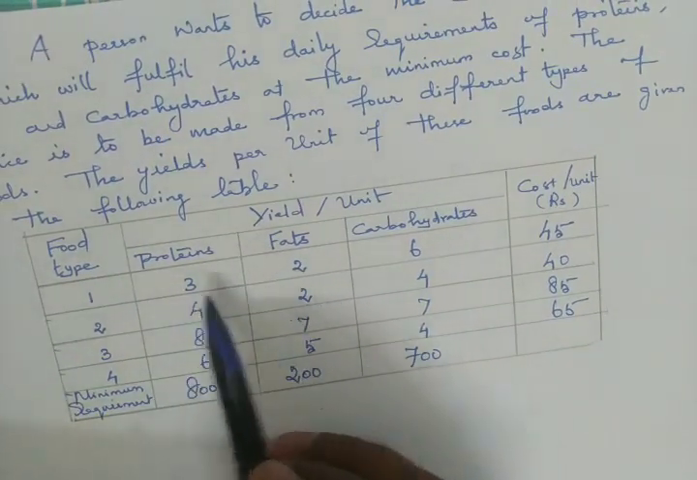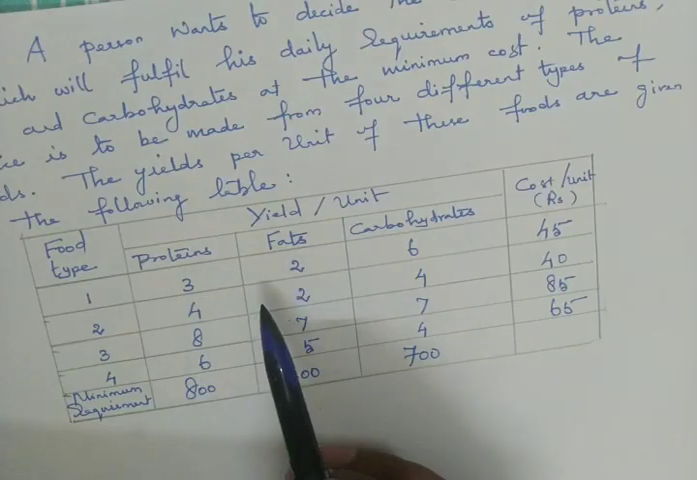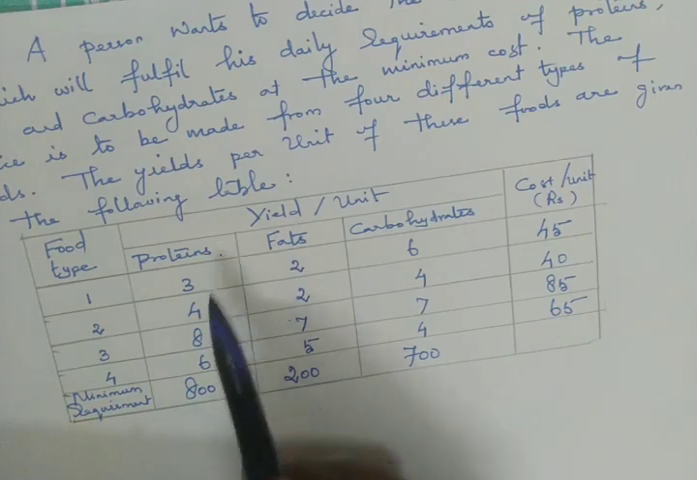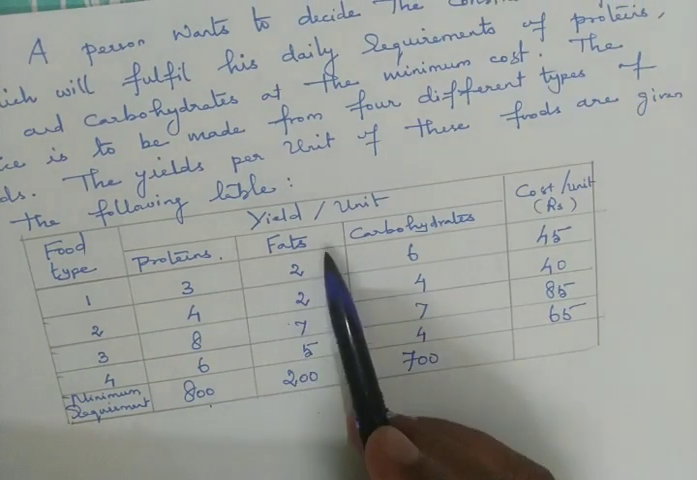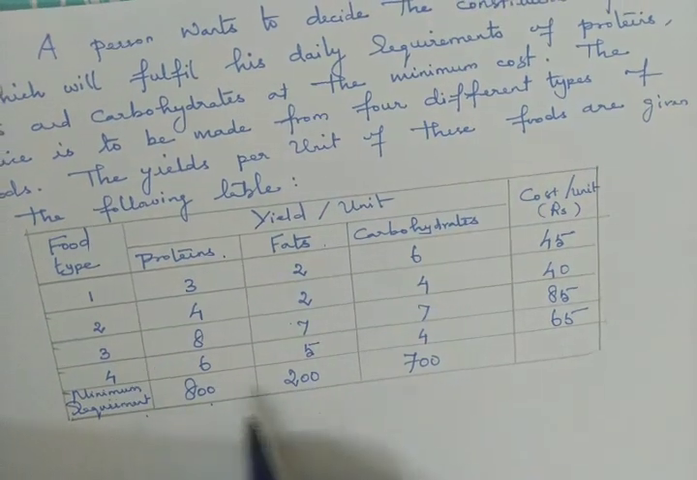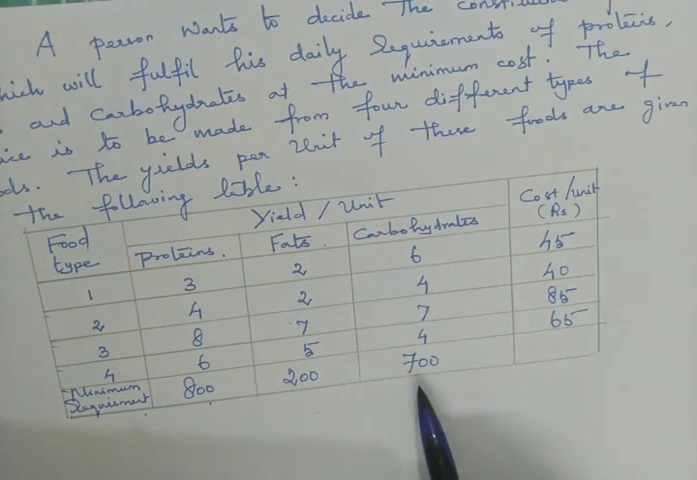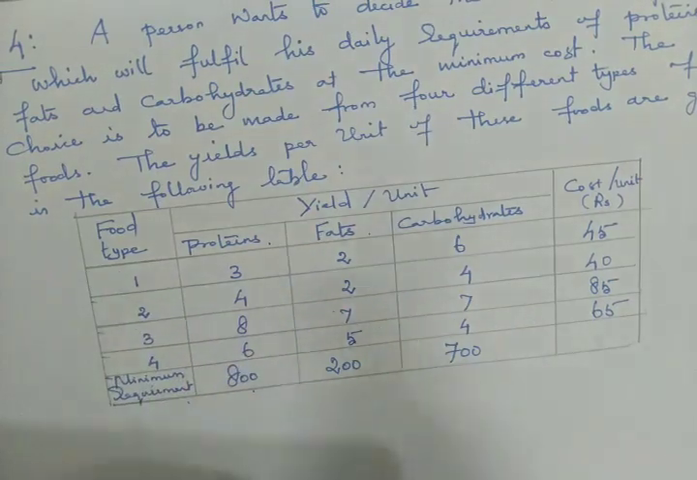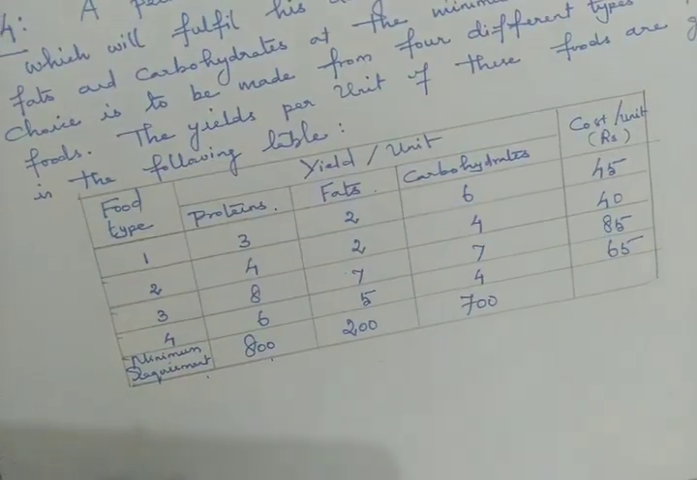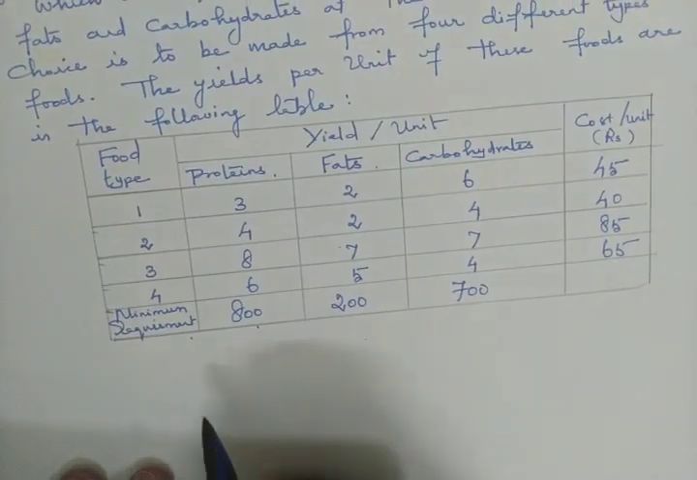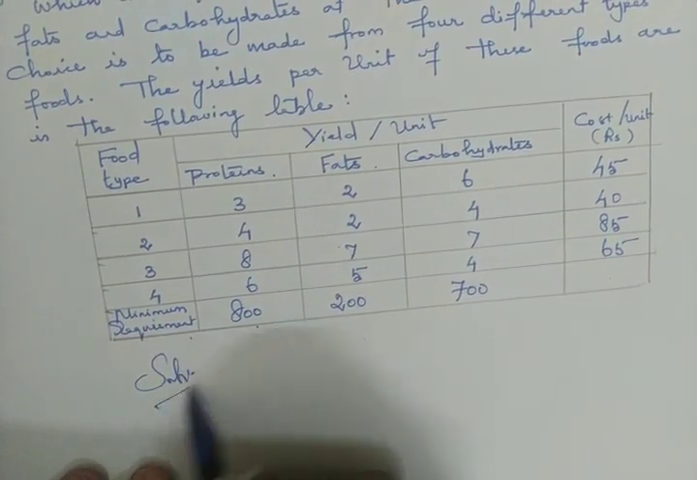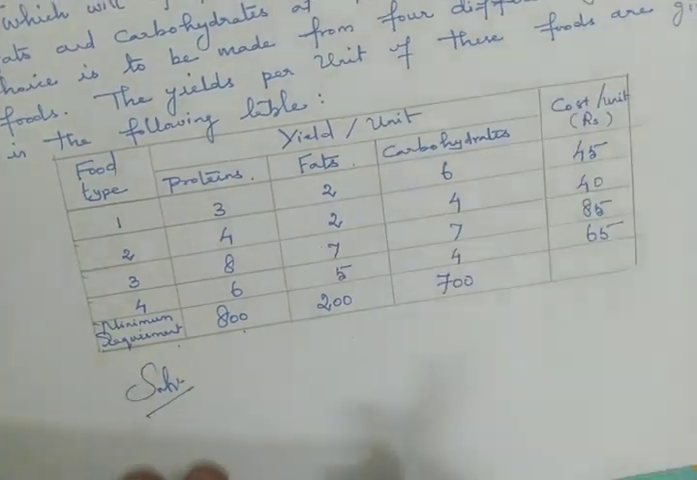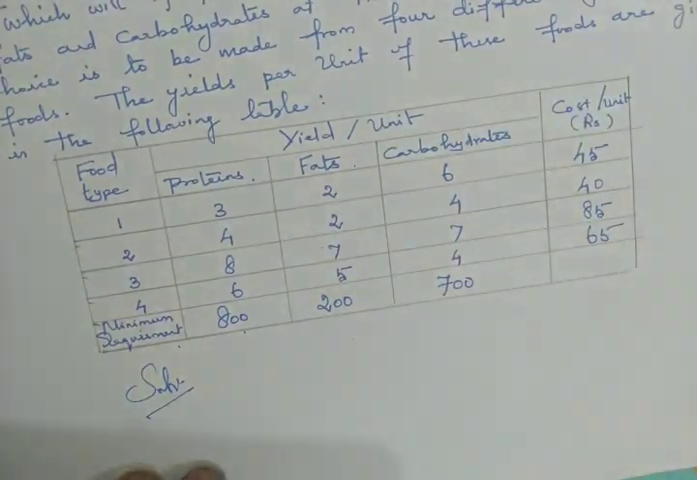Here they mention the 3 types of daily requirement levels. Protein, this level is minimum of 800. Fats, a minimum of 200. Carbohydrates 700. Here they have taken 4 different types of the products. So as per the steps to form the LPP, first you are going to decide how many decision variables. Here you have 3 types of the nutrients.